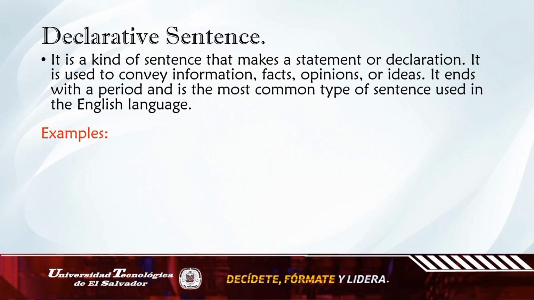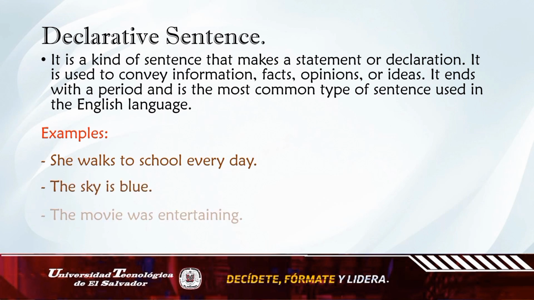And here are some examples of declarative sentences. She walks to school every day. The sky is blue. The movie was entertaining. The cat is sleeping on the couch. Notice that each one ends with a period because it is one of the characteristics of declarative sentences.